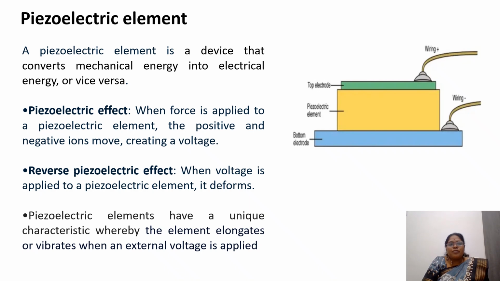So when you apply some force, what will happen? It undergoes deformation, and the positive and negative ions will move. Here, due to the deformation, positive ions will move and negative ions will move. So this will produce some voltage. That we call the piezoelectric effect.